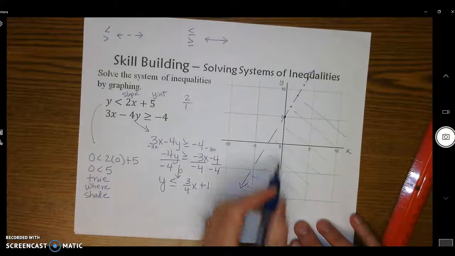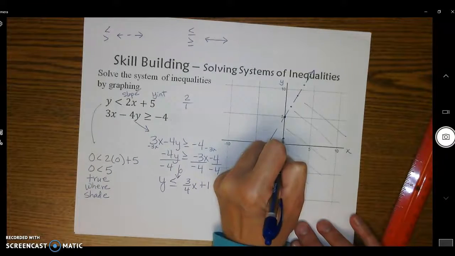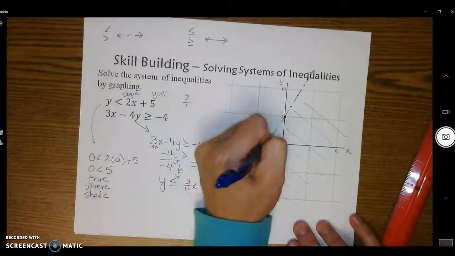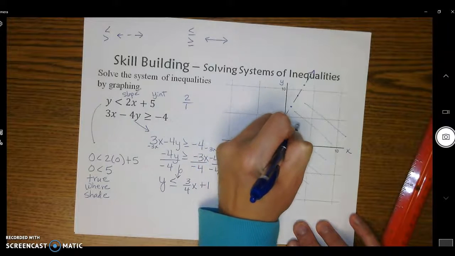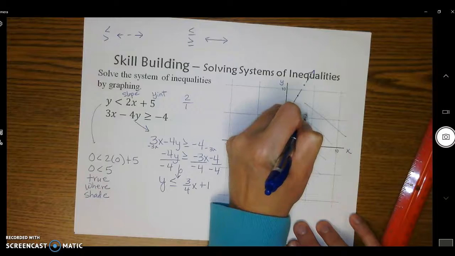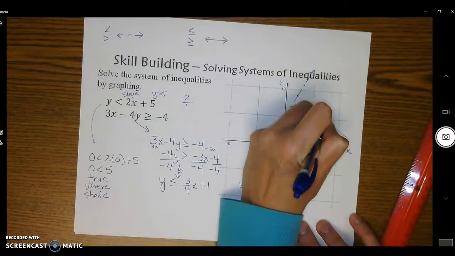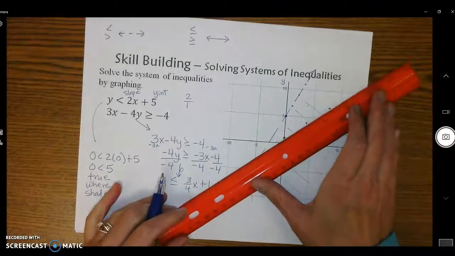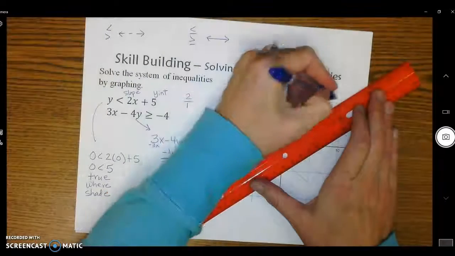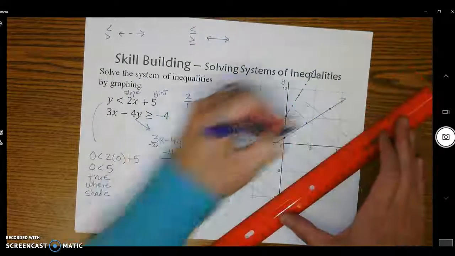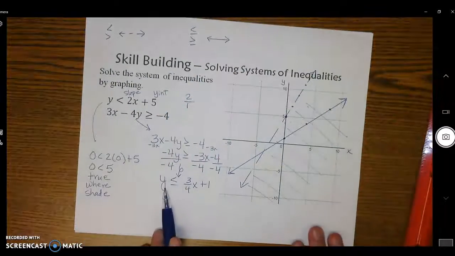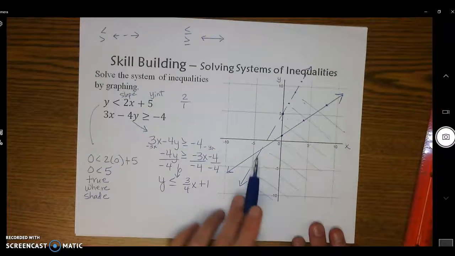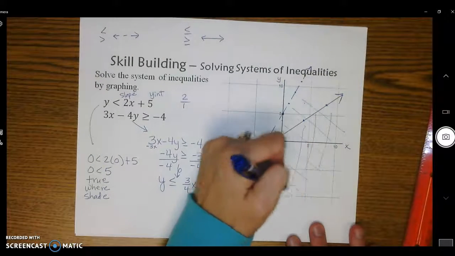Again, I plot 1 on y, and I want up 3, right 4. 1, 2, 3. This one is going to be a solid line because I have equals underneath there. And again, I want my y values underneath the line. So here's my line, y values underneath.